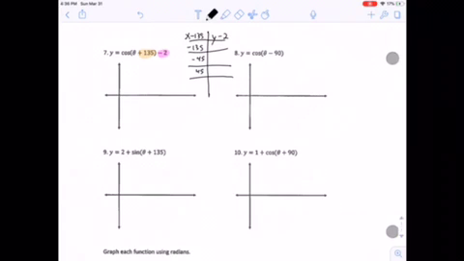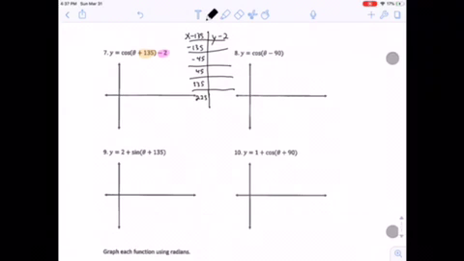Then 190, or excuse me, excuse me, that should be 135. And lastly, that should be 225.